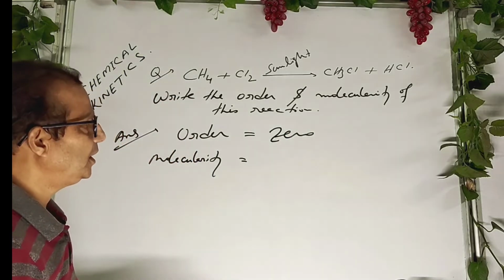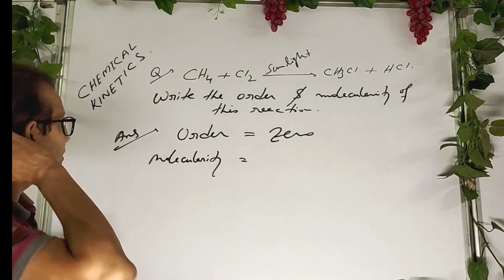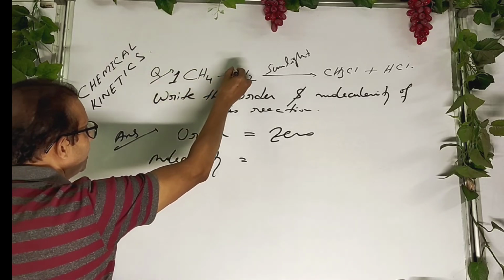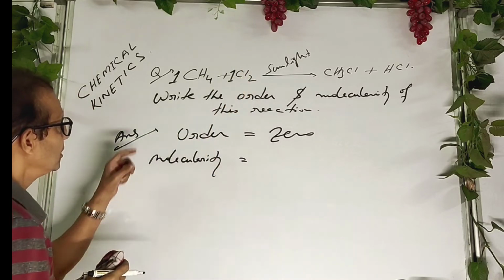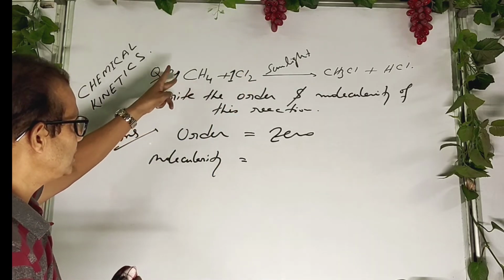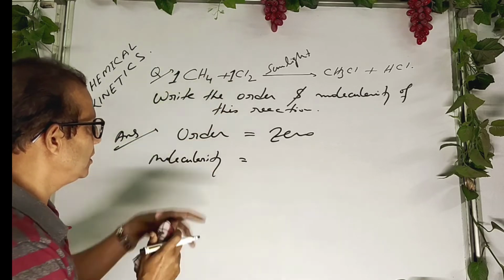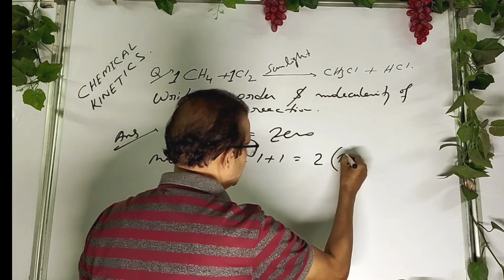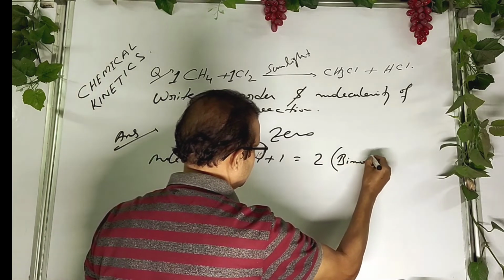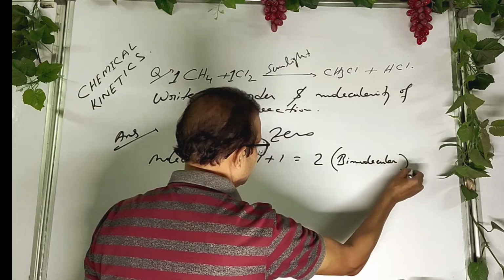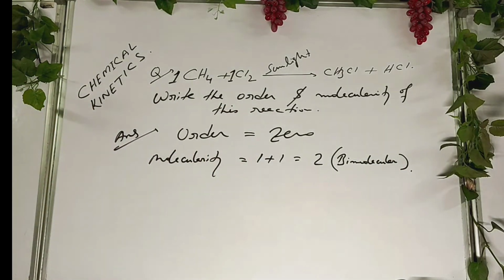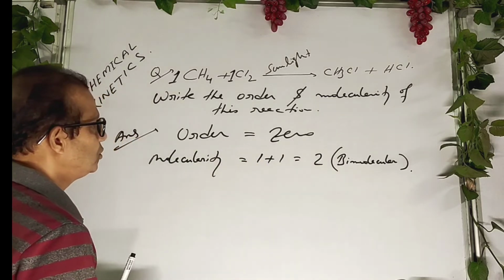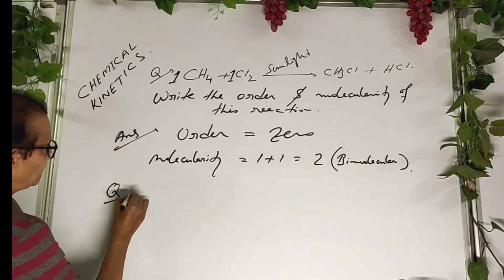How to write the molecularity? It is very easy to write. Just add the stoichiometric number, if any, in front of the reactant. In front of methane, no number is there, so it is considered as 1 and 1. So molecularity is 1 plus 1 equals 2. That is, the reaction is an example of bimolecular. So the next question.